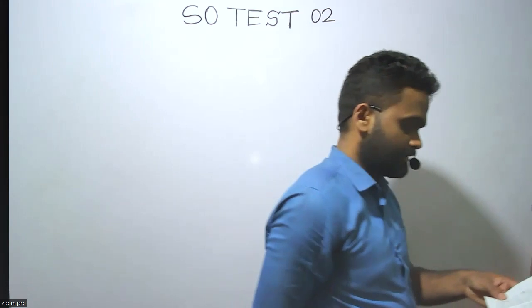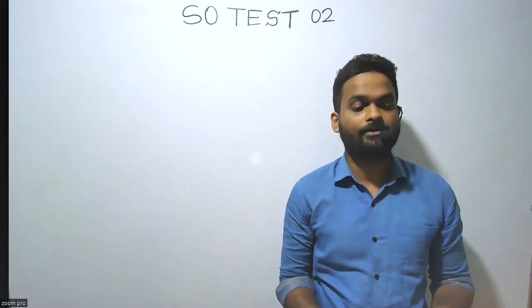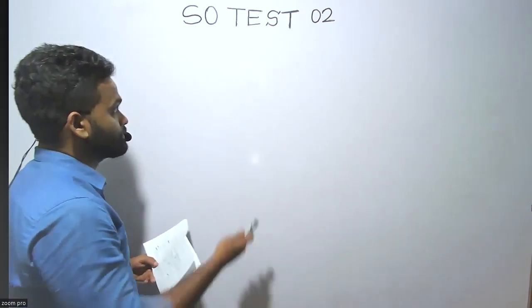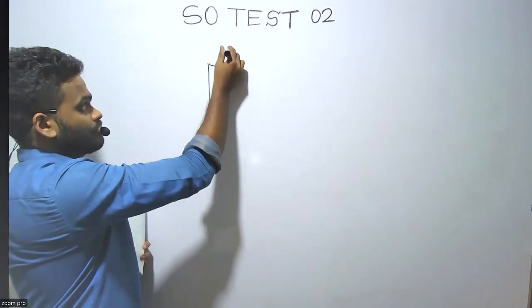Right. Then there is this question, 15th question. It is somewhat a creative question, right? A mango falls from top of a tree. So let's say this is the tree.